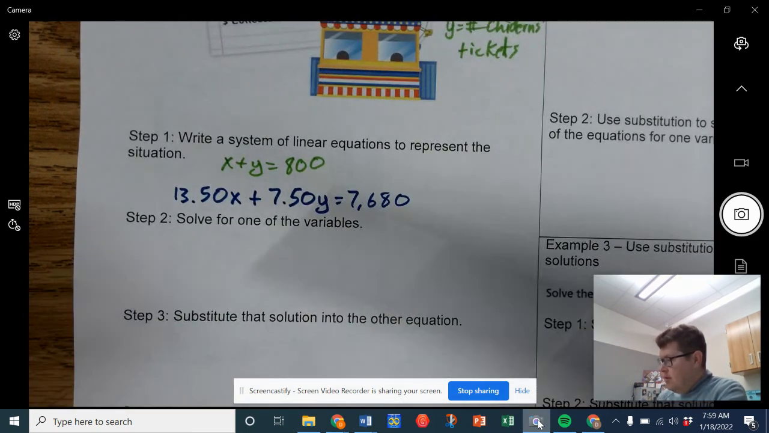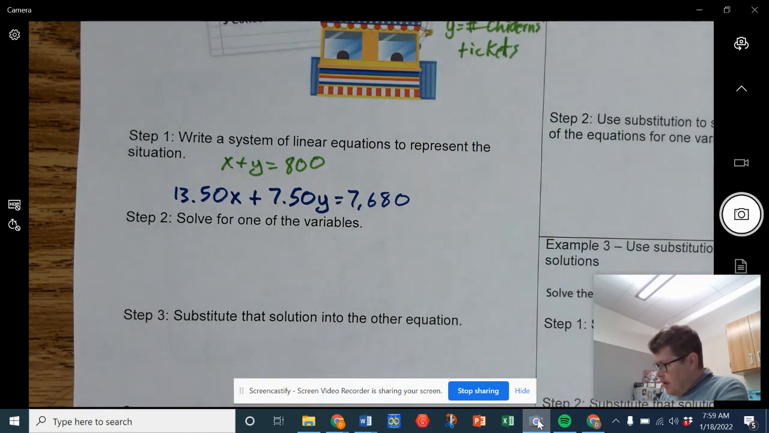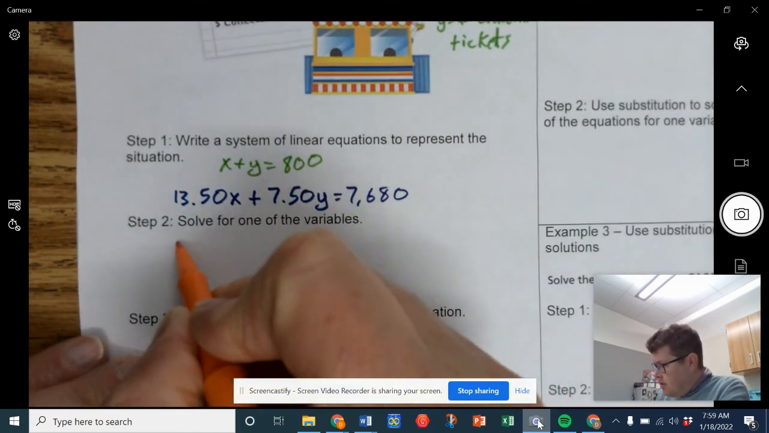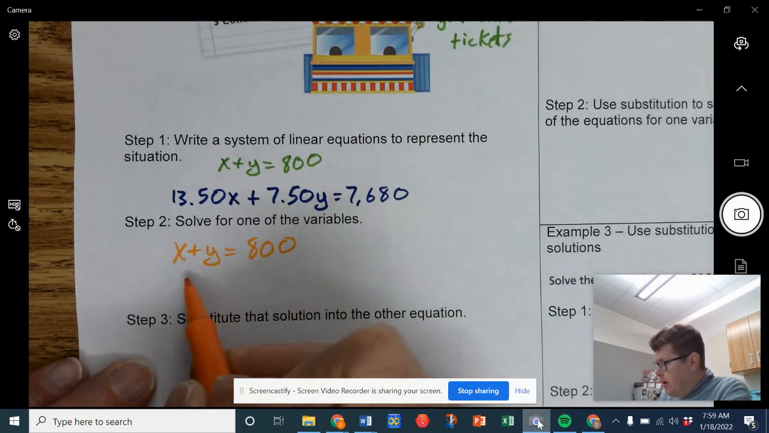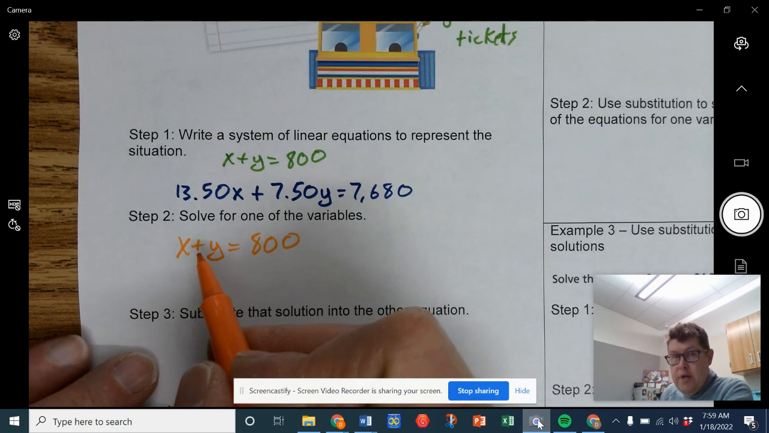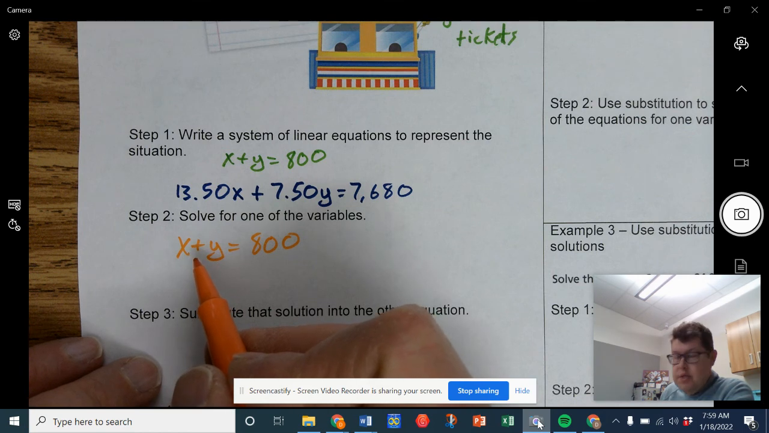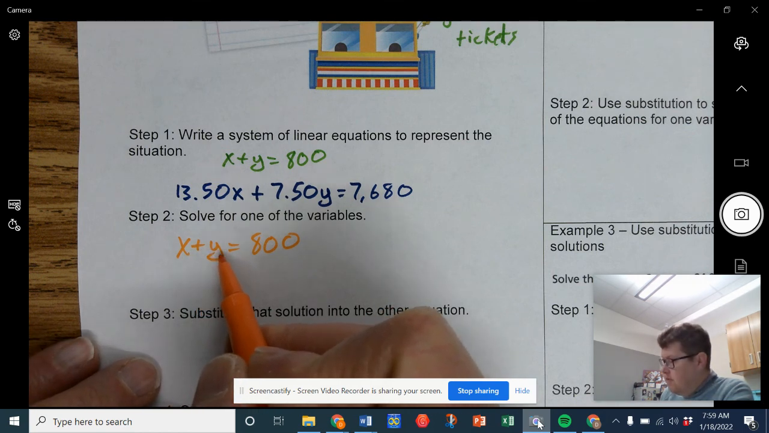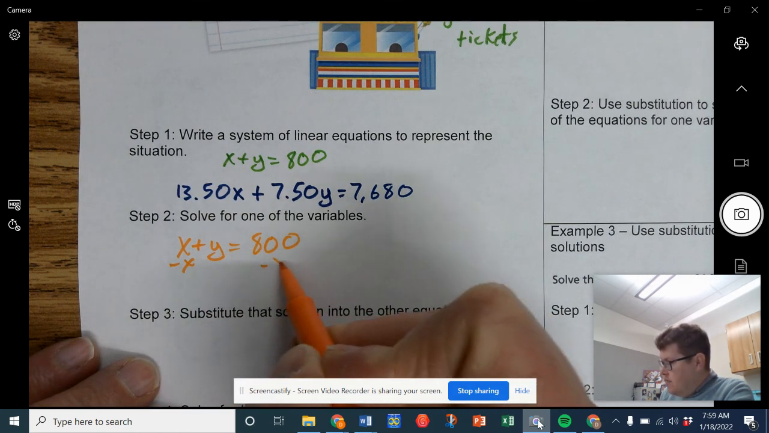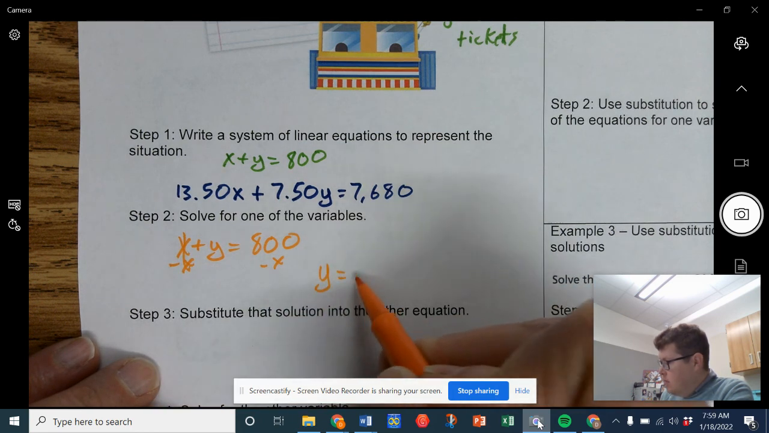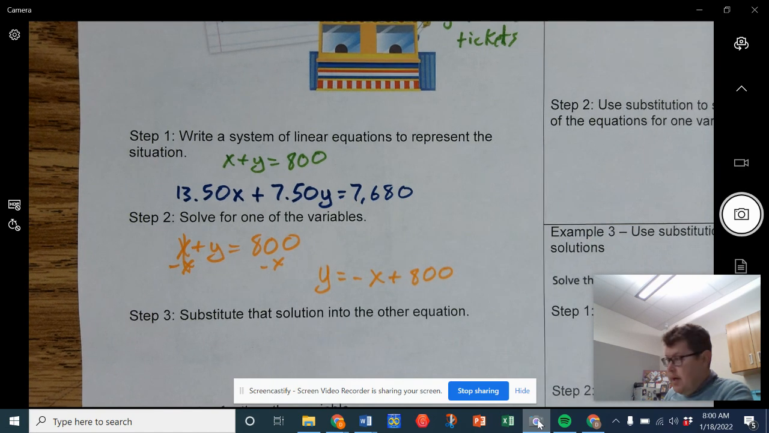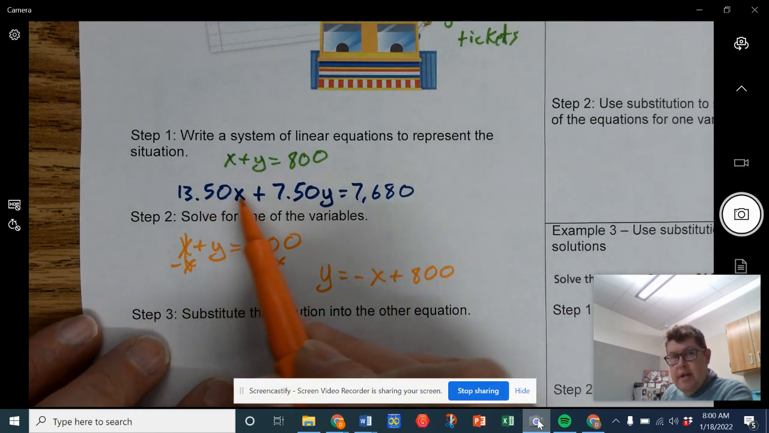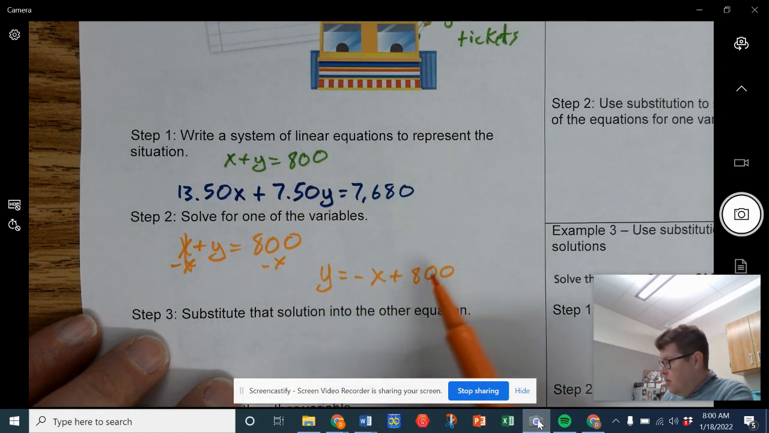So solve for one of the variables. What we're going to do here is take this equation, X plus Y equals 800, and solve for one of these variables. It doesn't really matter which one. Let's just solve for Y. So I'm going to subtract X over here, and we end up getting Y equals negative X plus 800. Okay, so now we have this equation right here, and then we also have this equation right here.